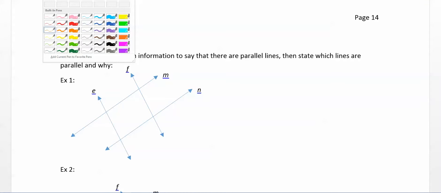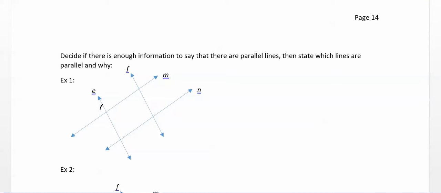Okay, our first case here is, let's say this angle right here is congruent to this angle right here. So you want to focus on just the 3 lines that you need to focus on. I know there are 4 lines there. Just focus on the relevant lines. So line E and line M make up that one angle on the left, and M and F make up this angle over here. N has nothing to do with this, so just ignore it.